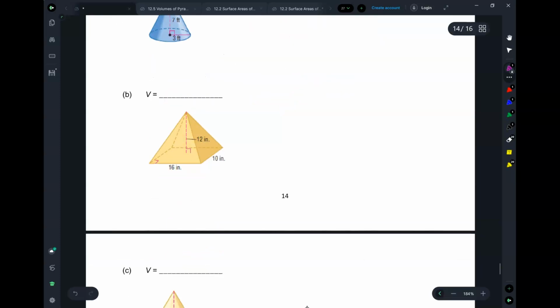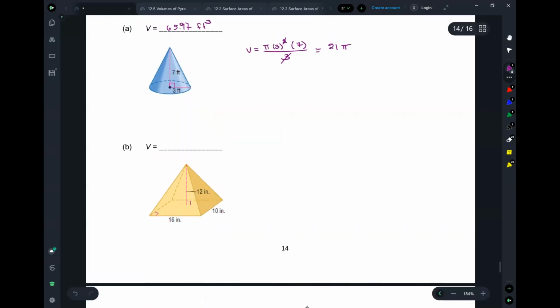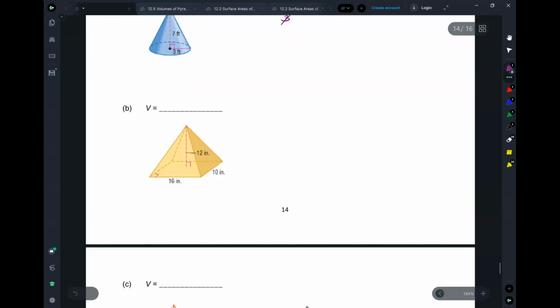Right? Okay, yeah. Wait, why did you cross out the square and then the 3? Because you have 3 times 3 on top, 1, 3 on the bottom. You can cancel 1, 3 with 1, 3.